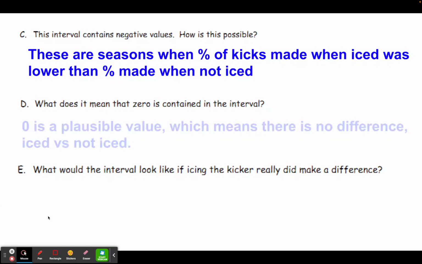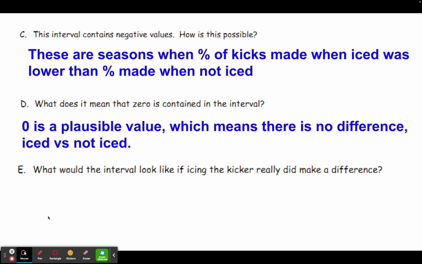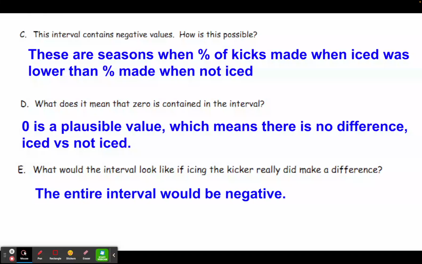The fact that 0 is in the interval means that there is essentially no difference between a kicker being iced versus not iced. If icing the kicker really did make a difference, then we would get the entire interval to be negative, because the order we're subtracting in is iced minus not iced. So this number over here would always be smaller than the second one, which would mean we would be getting a negative value for the entire interval. And that is not the case. So, based on this data, it doesn't really appear that icing the kicker makes a difference.